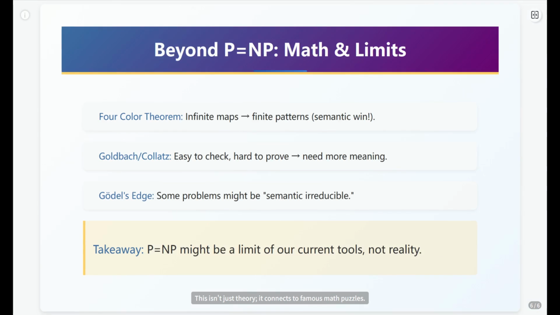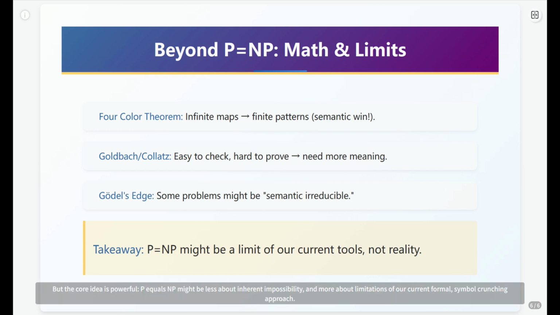This isn't just theory, it connects to famous math puzzles. The four color theorem proved by finding unavoidable configurations, essentially compressing infinite maps into a finite set of cases. Goldbach and Collatz. Easy to check individual cases, but proving the general rule. That's the NP-like hurdle. Maybe we need a deeper semantic insight, a new way of looking at primes or sequences. And yes, Gödel reminds us some truths might be fundamentally beyond any given system.